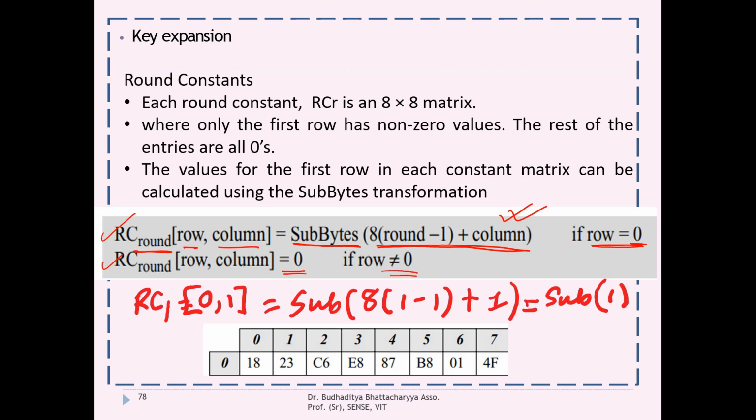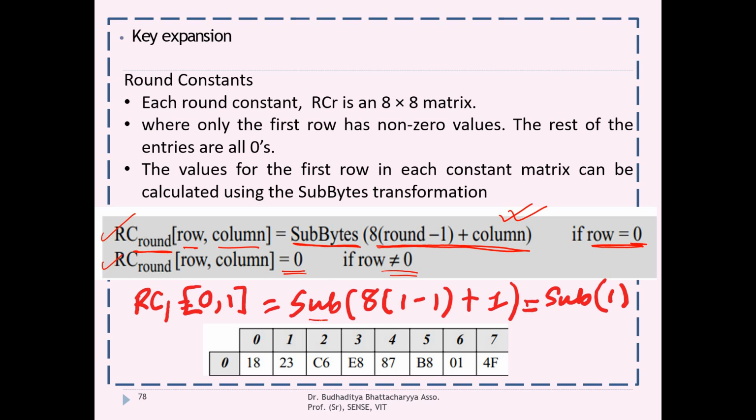So naturally all will be 0. So let's see for one example at least how it is to be done. For example, I am considering RC1. Please focus on this. We are considering RC1. That means round is equal to 1. So we substitute over here. Row is 0. Column is 1.